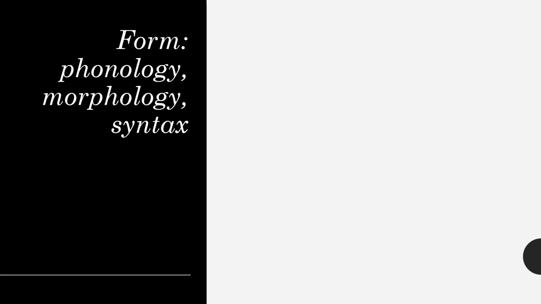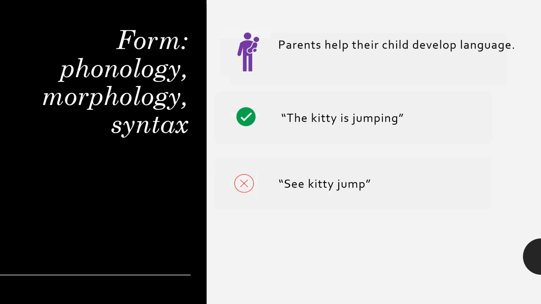One interesting thing to note, there is a relationship between the way parents interact with their children and the child's language development. It is important for parents to use short, grammatically correct statements when talking to their children. For example, it is better for parents to say, "The kitty is jumping," than "See kitty jump." Also, children's grammatical growth can be accelerated by parents verbally describing their child's actions.